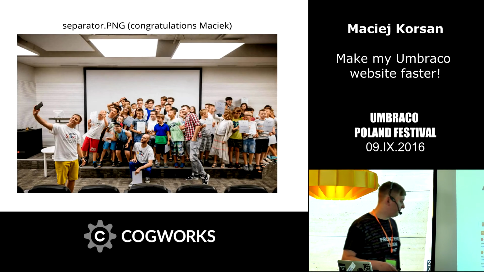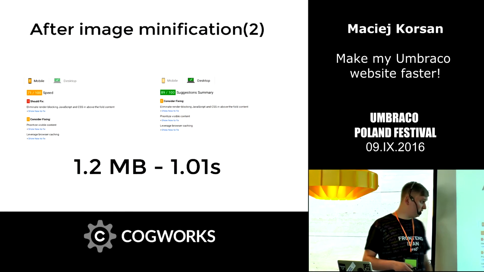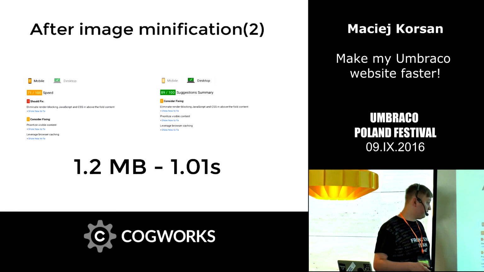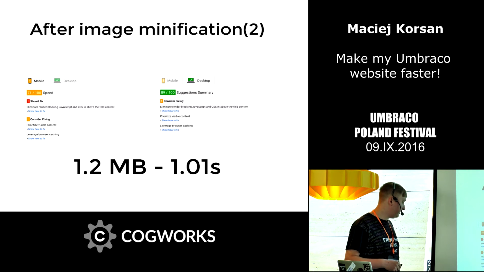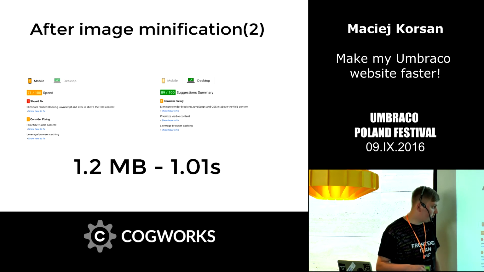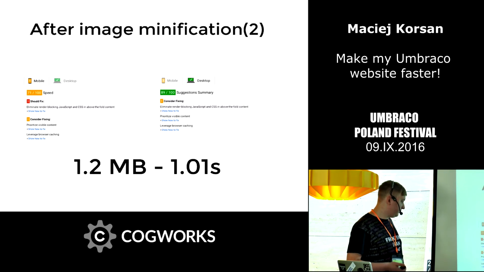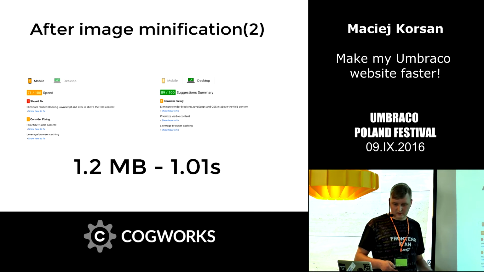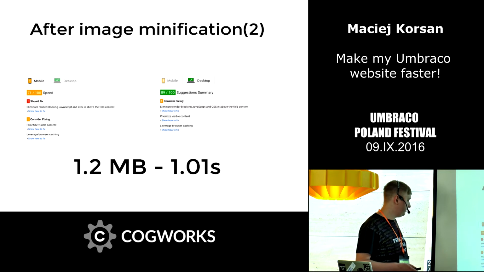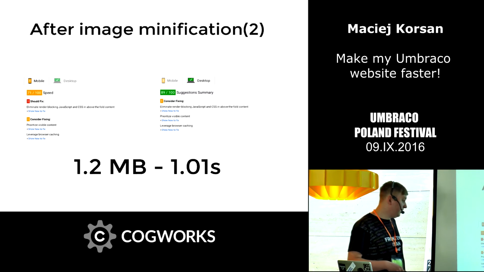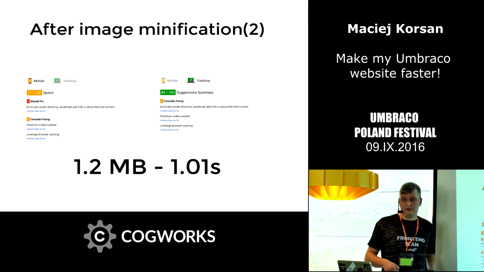So I've compressed it, and the score goes up. We've got 71 on mobile and 89 on desktop. That's a pretty nice score for only image minification. This is the first step I've made, but it's the most visible step when it comes to the score. And the site now loads in 1 second.